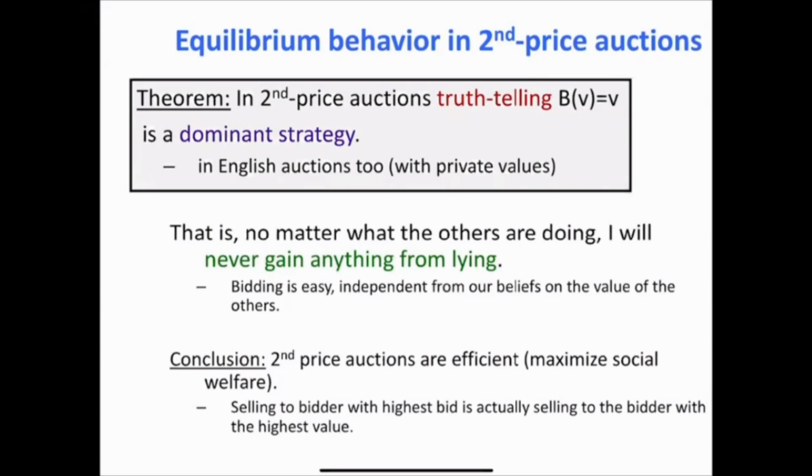It doesn't depend on our belief about the value of others either. It's a dominant strategy. And if everyone is truth telling, then indeed it's efficient, because selling to the bidder with the highest bid is actually selling to the bidder with the highest value, since they are telling the truth. So it is efficient.